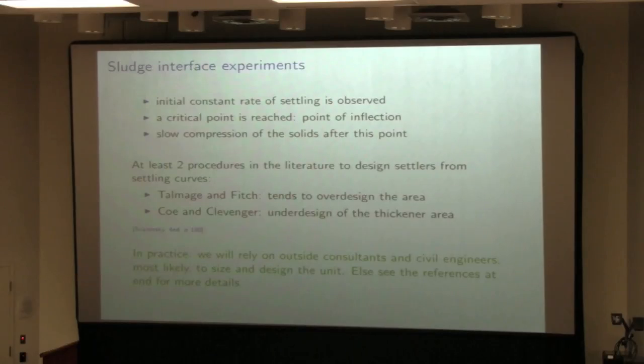So what we find is once we have that experimental curve, that curve gives you a lot of information. In fact, if you read these publications by these people here, Talmage and Fitch, Coe and Clevenger, these are the four key people that have designed or shown equations for how to design the area from those curves. Those papers were written in the 1920s. The theory hasn't really advanced too much or added on too much since then. But those two procedures can be phenomenally complicated.